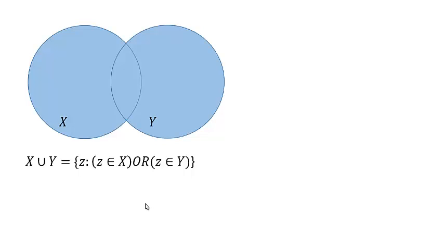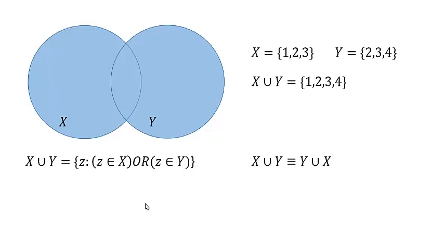We can see from the diagram that set union is commutative, that is to say that X union Y is the same as Y union X. By way of example, let's suppose that we have the sets X = {1, 2, 3} and Y = {2, 3, 4}. The union of these two sets is the collection of elements 1, 2, 3, 4, because that's all of the items that are either in X or in Y.